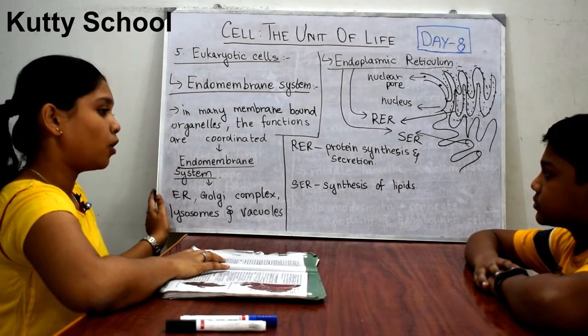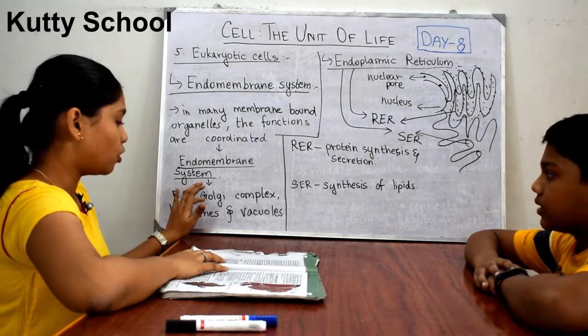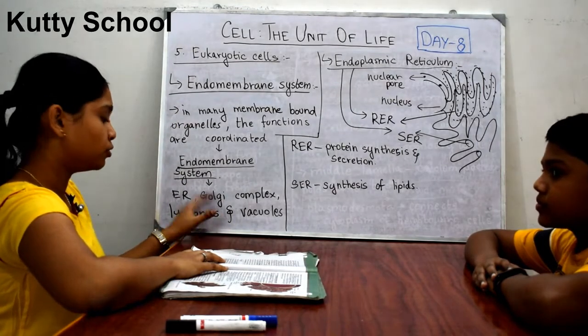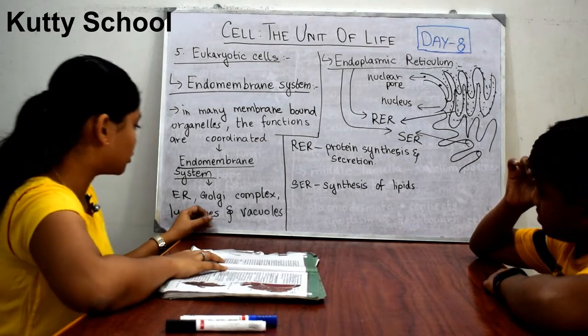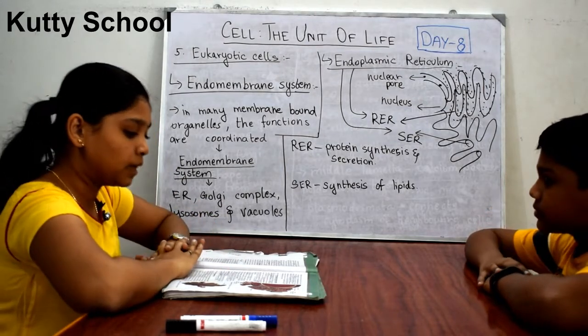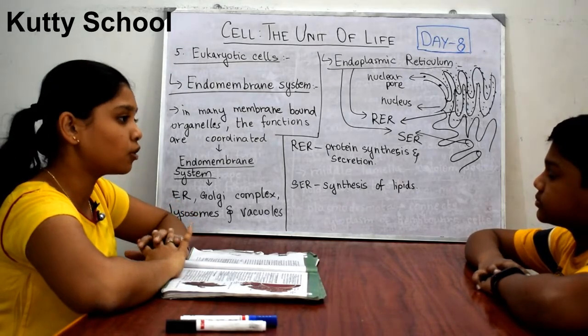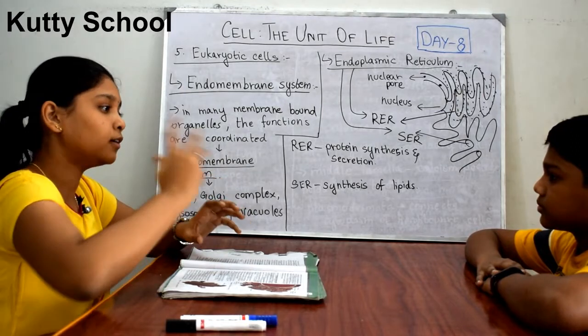So what are the organelles involved here? These are the endoplasmic reticulum, Golgi complex, lysosomes and vacuoles. These are coordinated and do their functions together. If you see examples like mitochondria, chloroplast and peroxisomes, these are not coordinated. They do functions, but not coordinated from one organelle to another organelle.